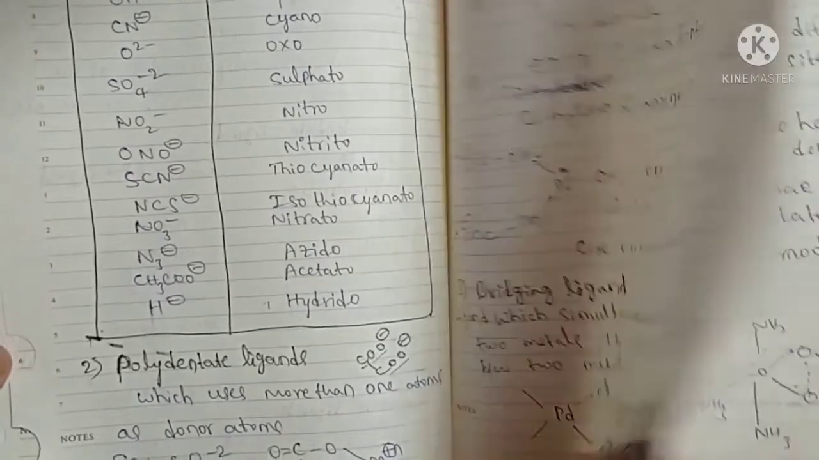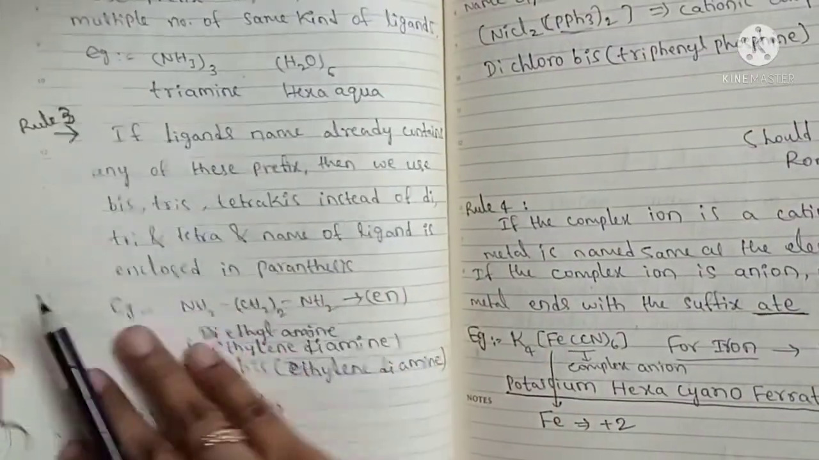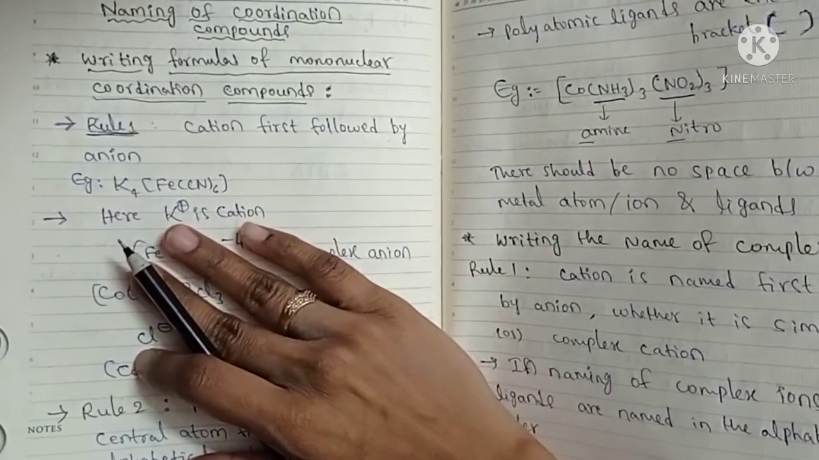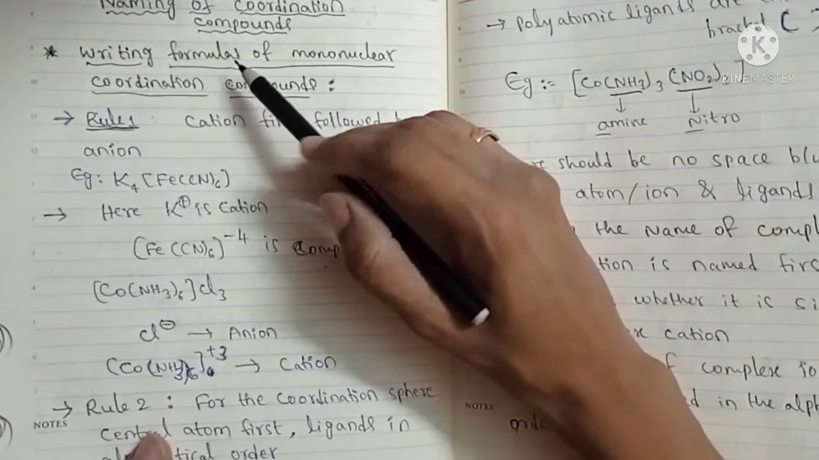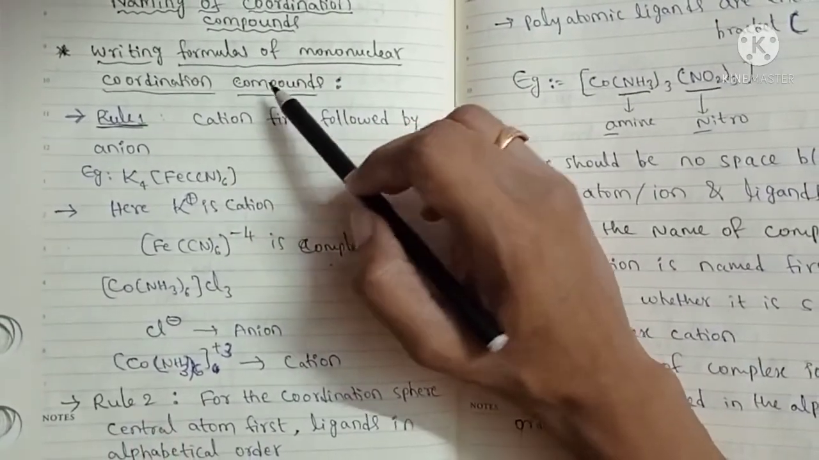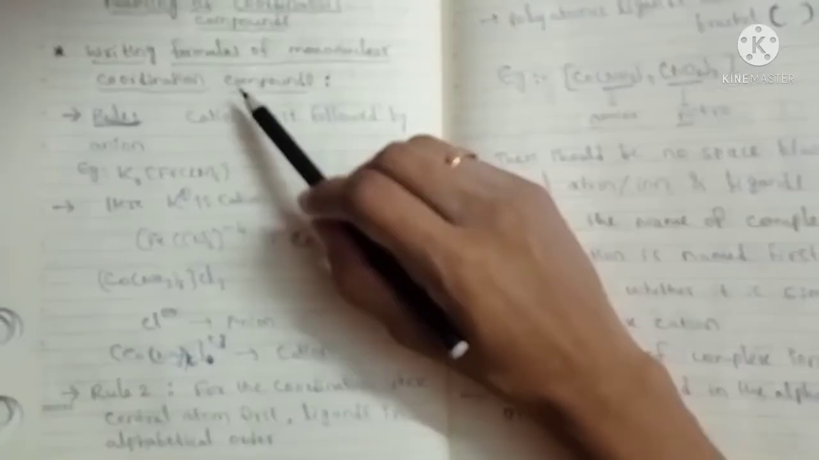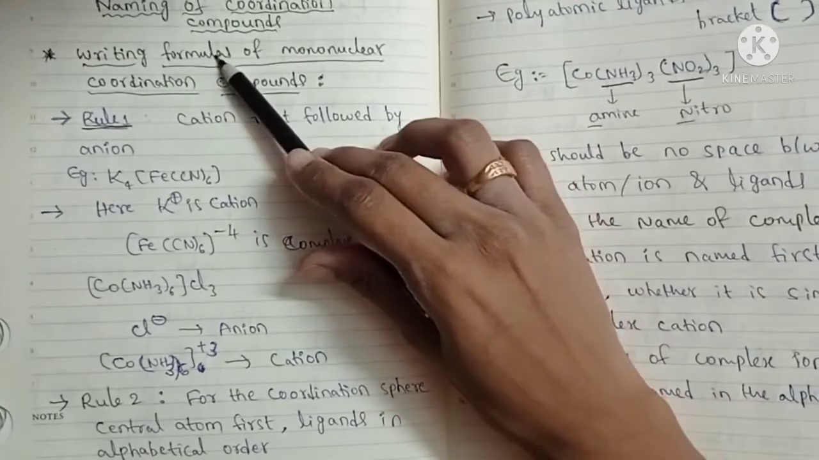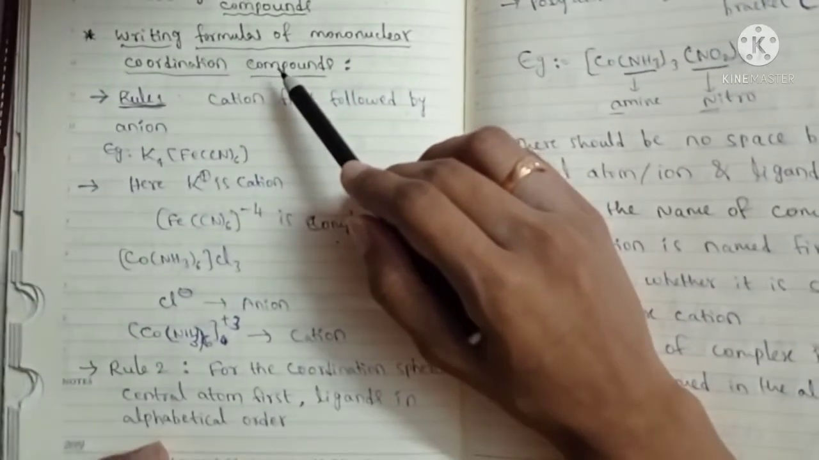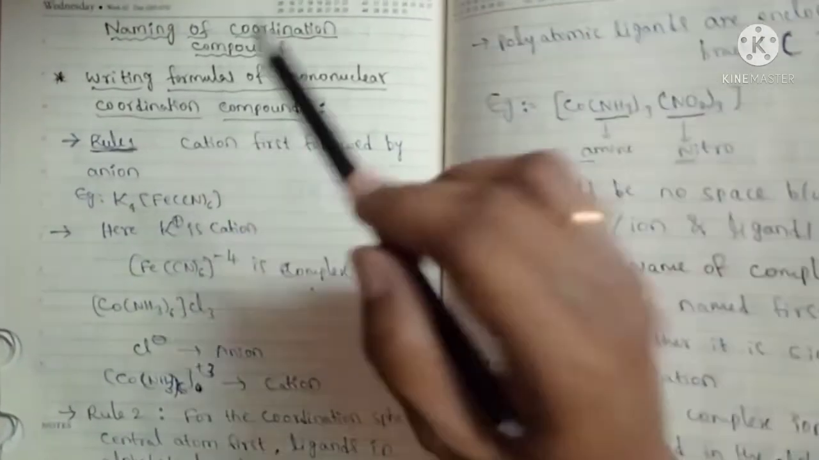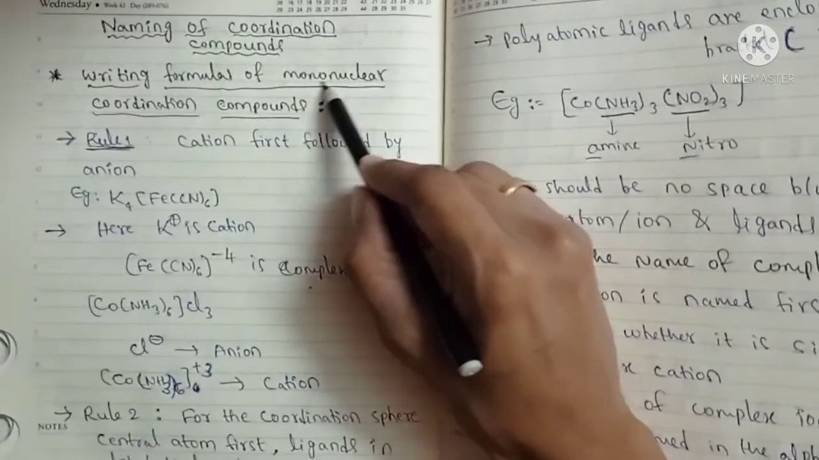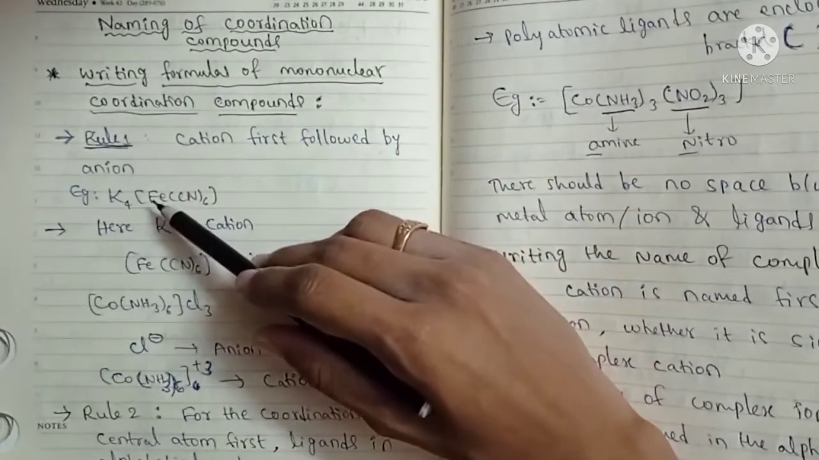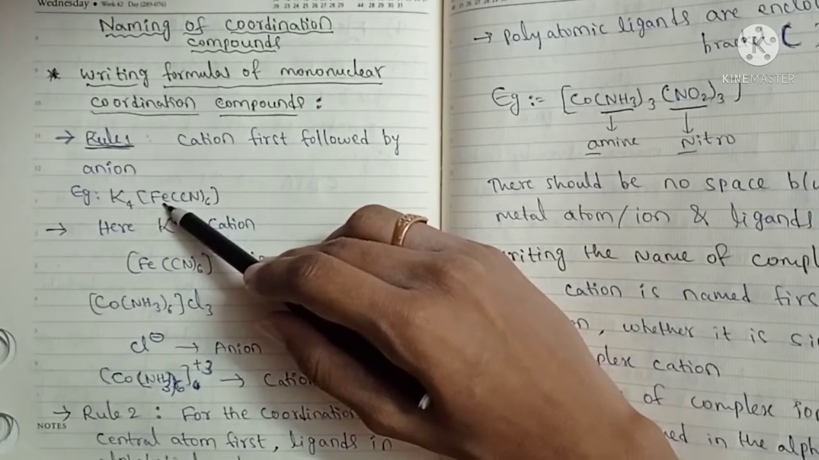Let us see the rules in the naming of complex compounds. First we have to see how to write the formulas of coordination compounds. First see the rules behind writing the formulas, then we will go to naming. First, the rules for writing the formulas of mononuclear coordination compounds. Mononuclear means they contain only one metal at the center. Nuclear means central, and mono means one. So there is only one metal atom at the center of the compound.